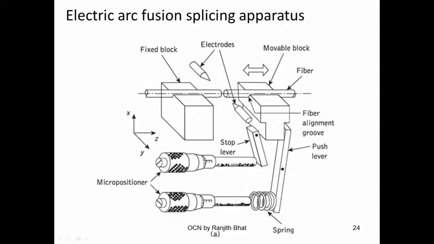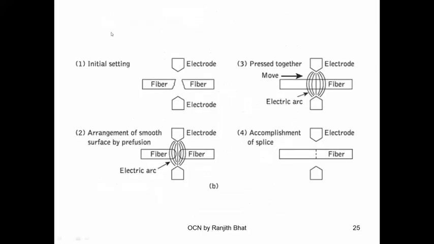or the hackled surface. So this is the lever and the micro positioner which tells the fiber needs to be moved with the help of the movable block. So this is one of the very important questions, and it is advisable to remember the figure as it is whenever they are asking electrical arc fusion splicing apparatus.